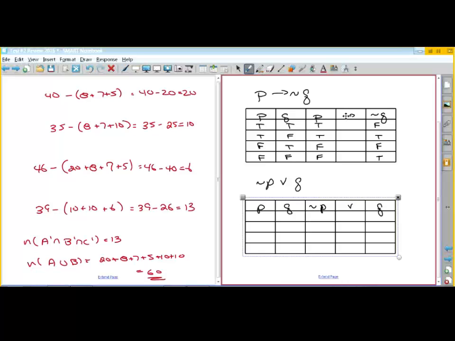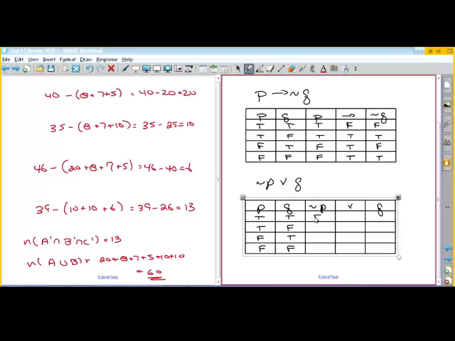And then finally we use the rule for if-then statement. The if-then statement is only false if the first one is true and the second one is false. So this is the only one that's false, and these all are true. Okay, do the same thing down here. True, true, false, false, true, false, true, false.